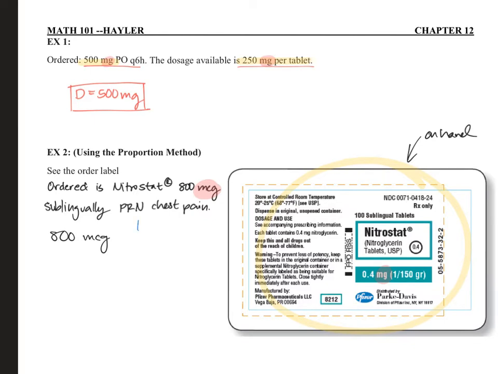We know that 1 milligram is the same as 1,000 micrograms. So we're going to go ahead and use that. Let's set up a proportion to solve.